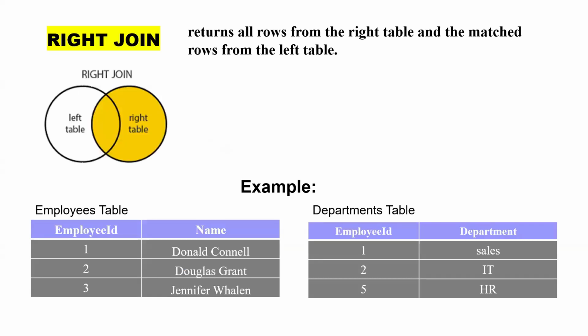Right join is just the mirror image. It returns all rows from the right table and matched rows from the left. If there's no match, it returns null. Let's see how a right join works with the tables of employees and departments. All the rows of the right table will be returned.